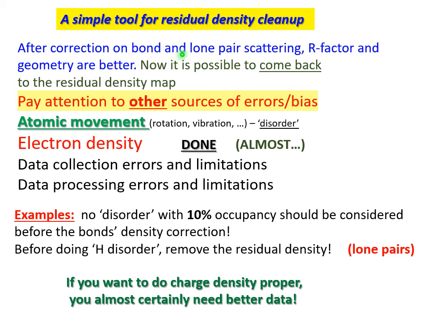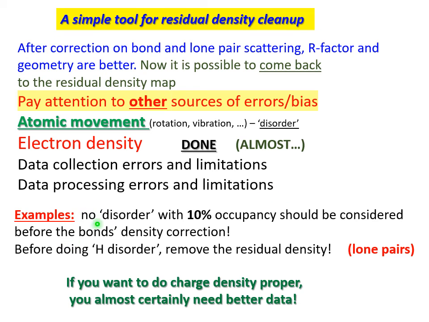After correction on bond and lone pair scattering, R factor and geometry are better. Now it's possible to come back to the residual density map. Pay attention to other sources of error and bias, say atomic model disorder, data collection error and limitations, data processing error and limitations.